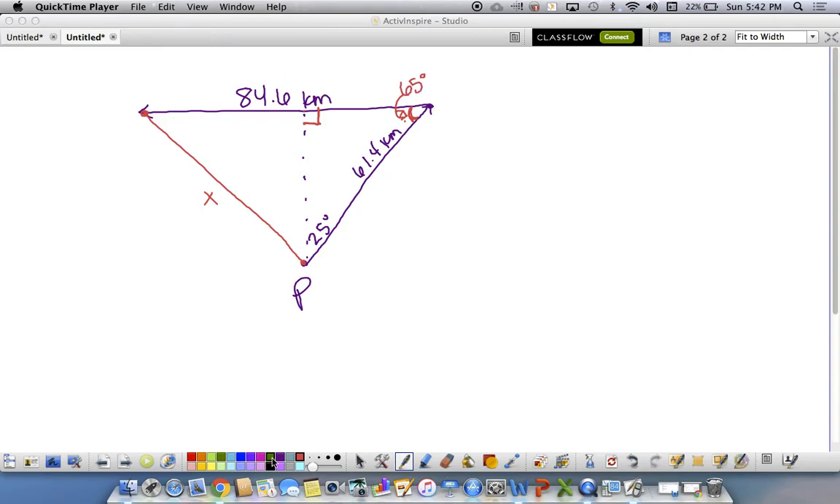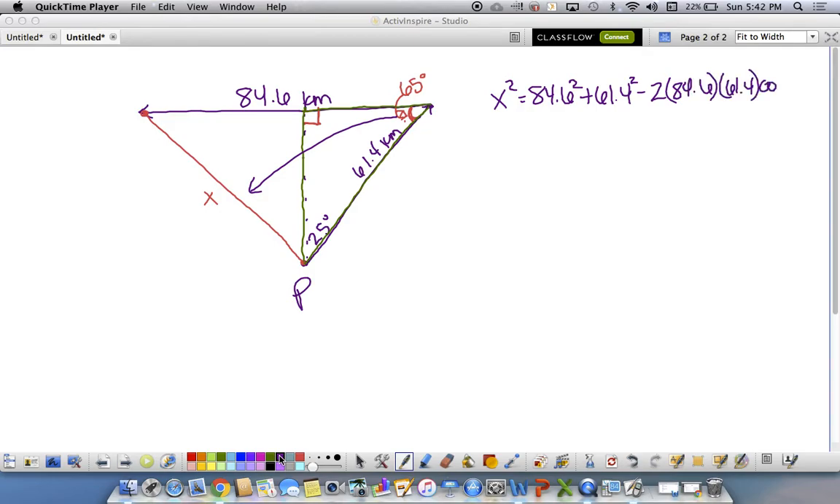Because in this little triangle, the angles must add to 180 degrees. So if we have an angle and we're looking for the side opposite it, can we find it with the law of cosines? x squared equals 84.6 squared plus 61.4 squared minus 2 times 84.6 times 61.4 times cosine of 65 degrees.